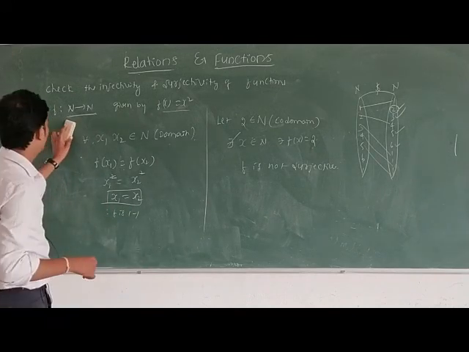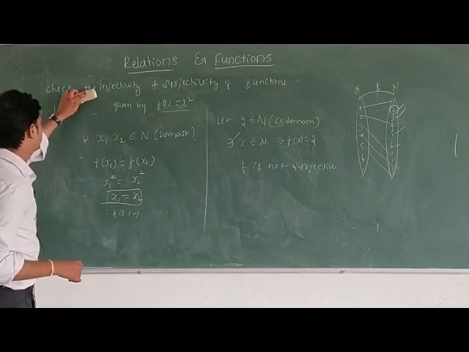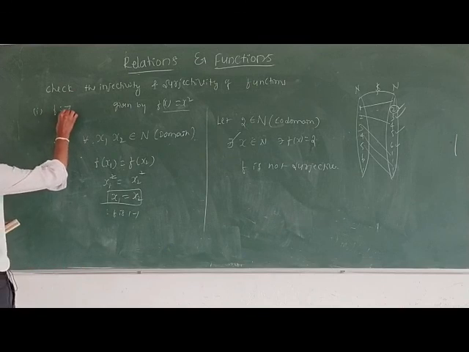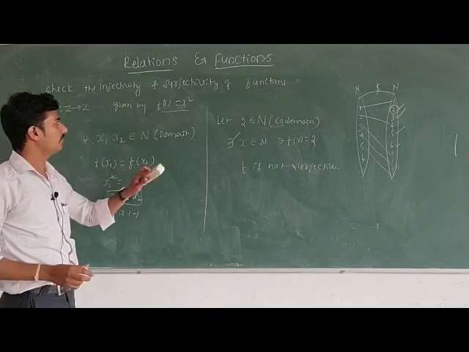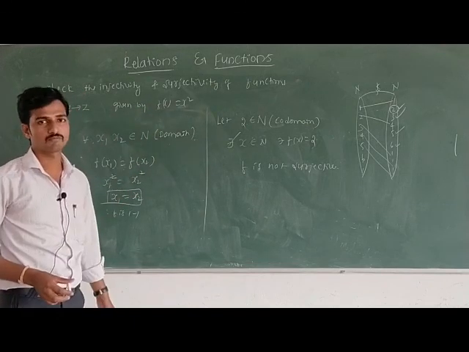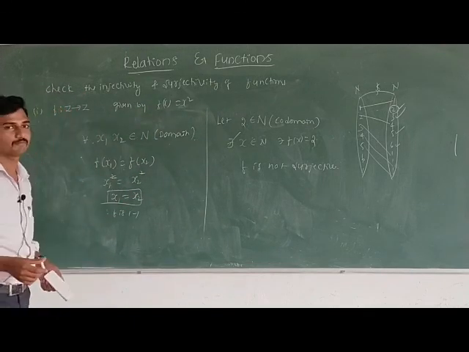equal to x square. f is defined from Z to Z, set of all integers to integers, given by f of x is equal to x square. Same definition, but only the set is changed.